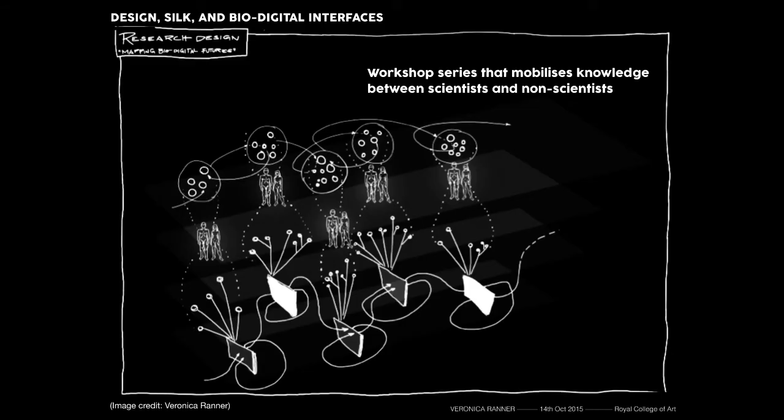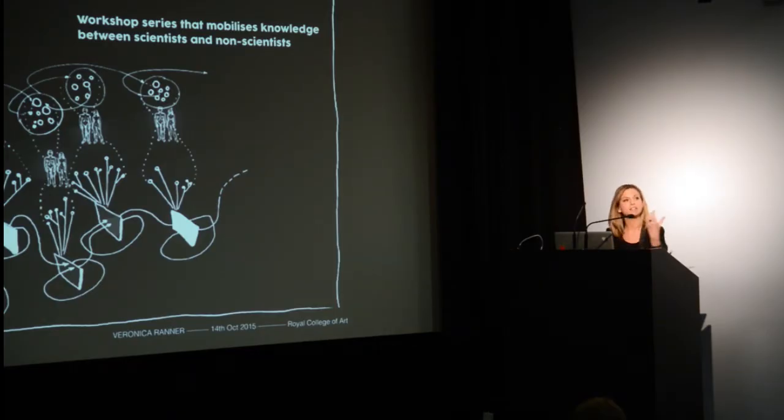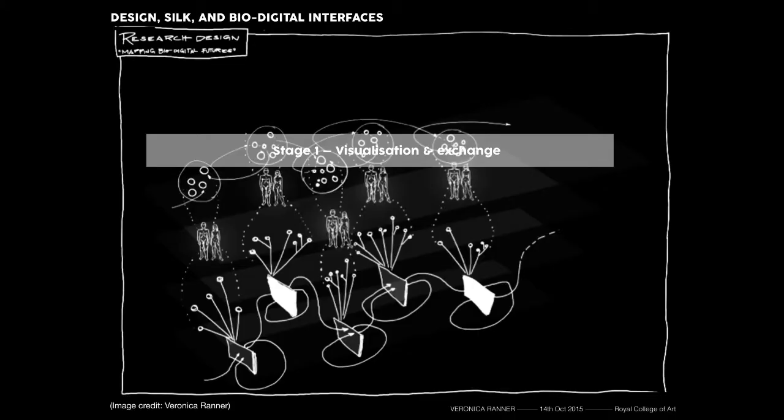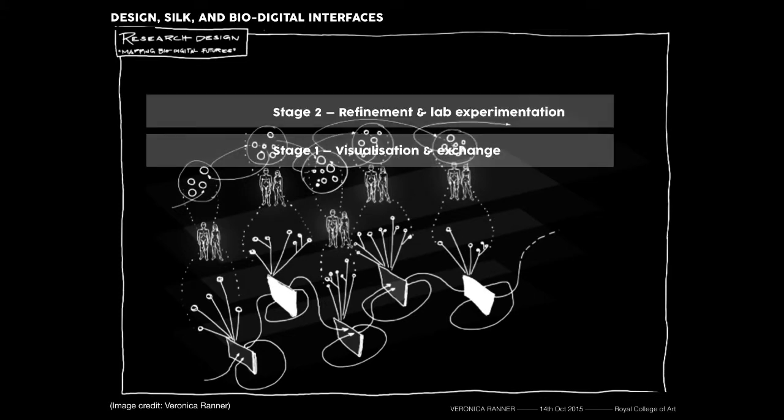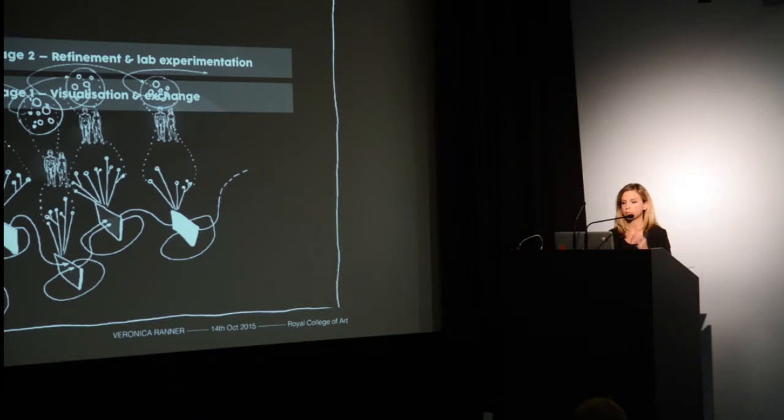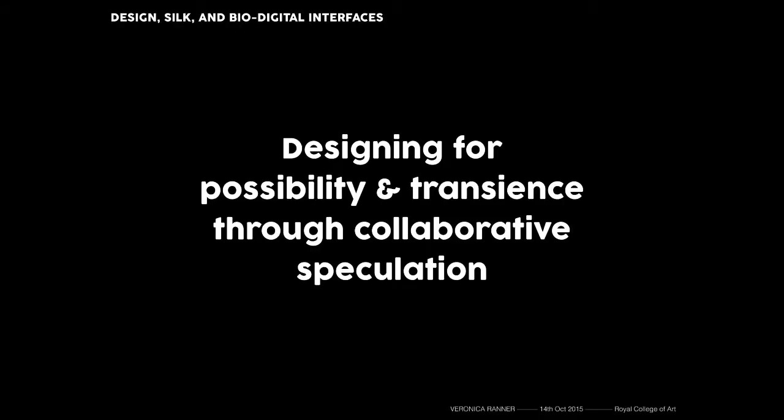So I have these workshop series that circulate between experts and non-experts, and I'm basically mediating these different pieces of information and knowledge to them so they can respond to that, and I'll feed it back to them. Stage 1 is where I'm visualizing and exchanging with the chosen audience, and in stage 2, once this experiment is more or less completed, it will hopefully turn back to the scientists, and we find some more practical solution that we can actually start with some lab experimentation. So I'm interested in designing for possibility and transience through collaborative speculation.